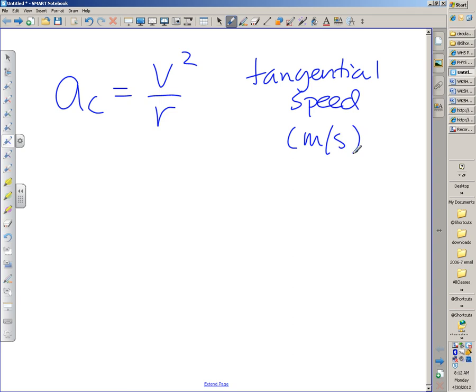And we also talked about a couple of ways to calculate this, right? How can we calculate the tangential speed of an object? If we take its circumference, 2 pi r, and divide it by the period, the time of one rotation, that will give us the meters per second that we're looking for. Circumference being measured in meters, period being measured in seconds. And then that takes care of the v value, right?